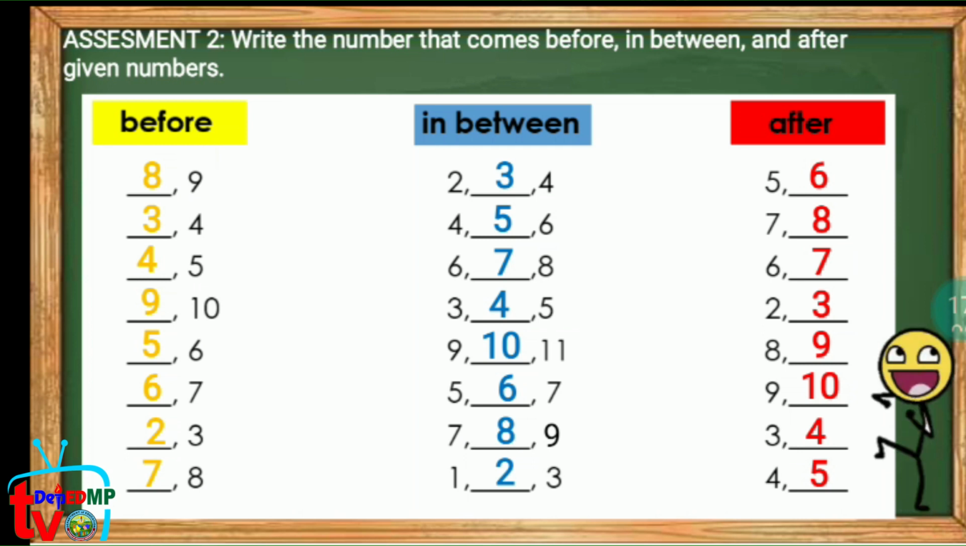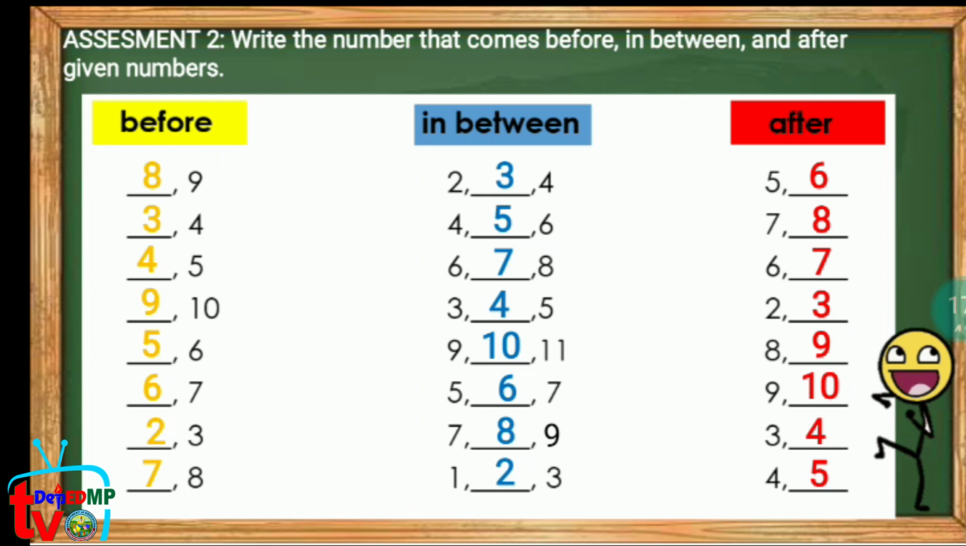If you're done, here are the correct answers. Numbers before. 8 comes before 9. 3 comes before 4. 4 comes before 5. 9 comes before 10. 5 comes before 6. 6 comes before 7. 2 comes before 3. 7 comes before 8.